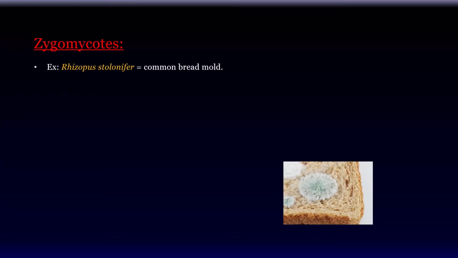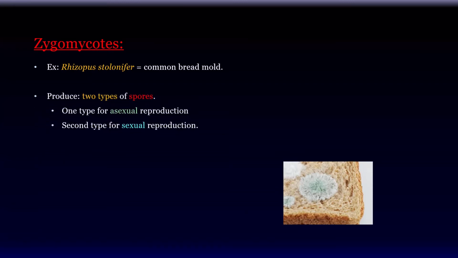As you can see here, the scientific name is in italics, with the genus being capitalized and the species not capitalized. And if you were to write this in freehand, you would underline both genus and species. And interestingly enough, and you will see this is also common among many other fungi groups, the bread mold fungus produces 2 types of spores.